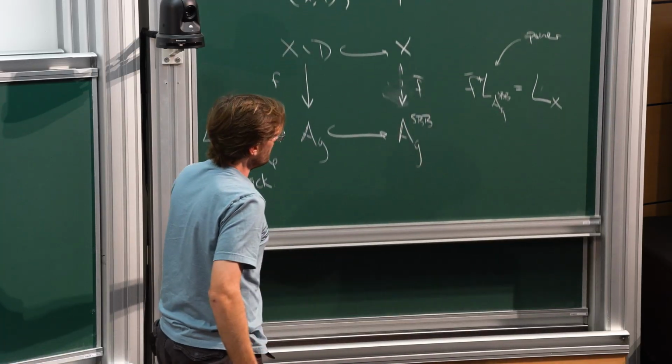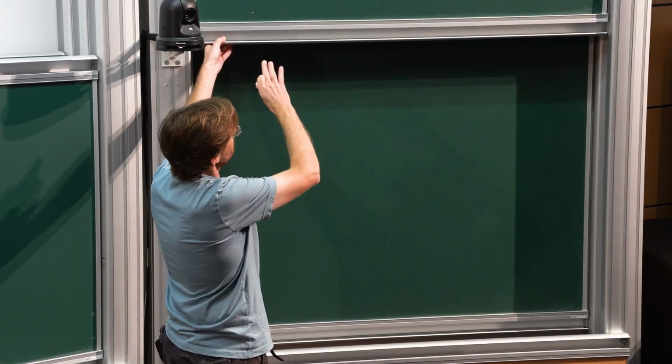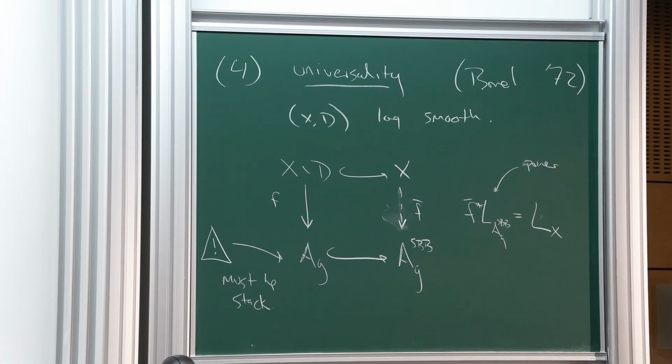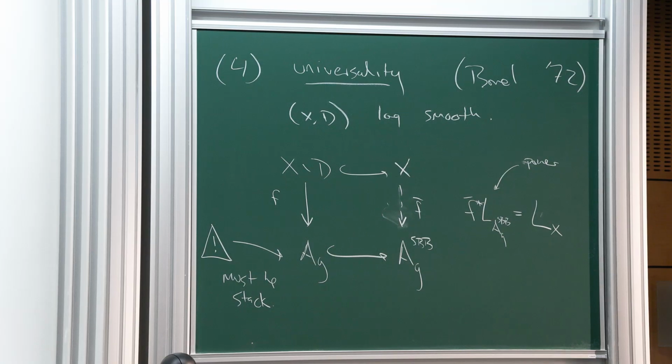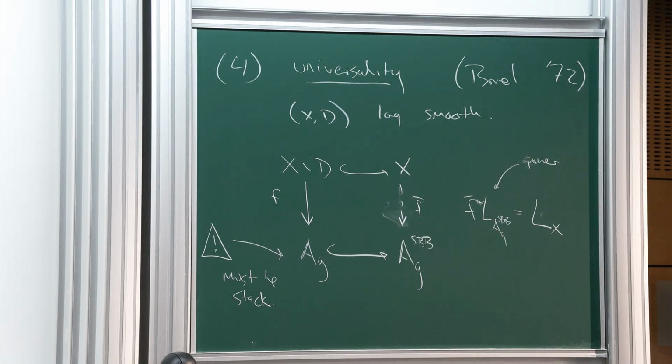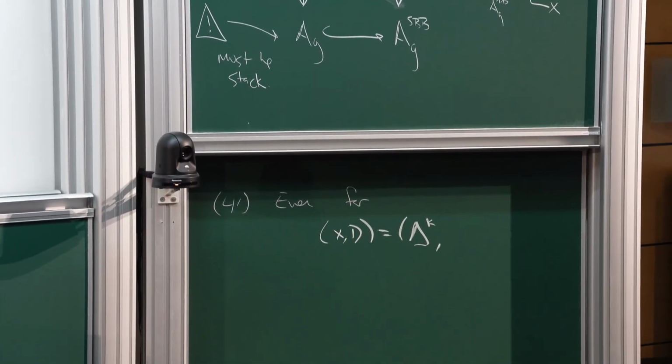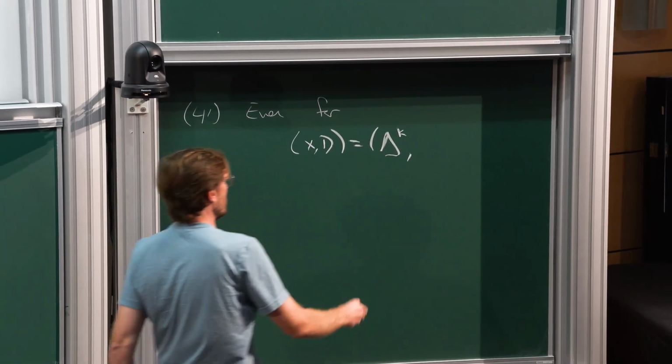And actually, related to this, there's a version in the analytic category with respect to polydisks. So I'll call that 4 prime, which is this same property even for X, D the polydisk, with the log-smooth divisor being the coordinate hyperplanes.